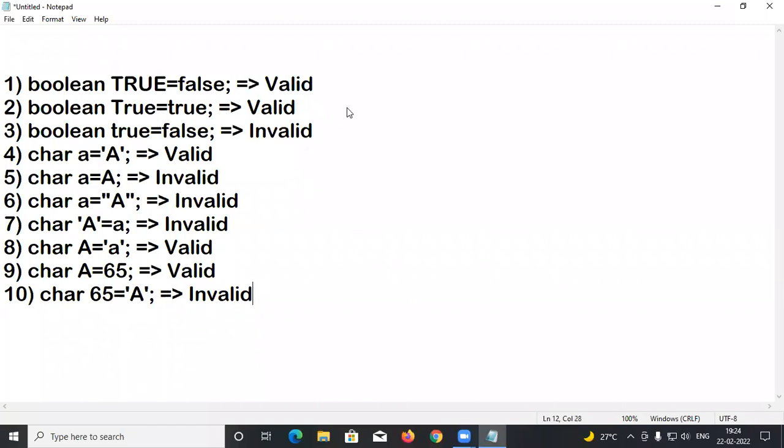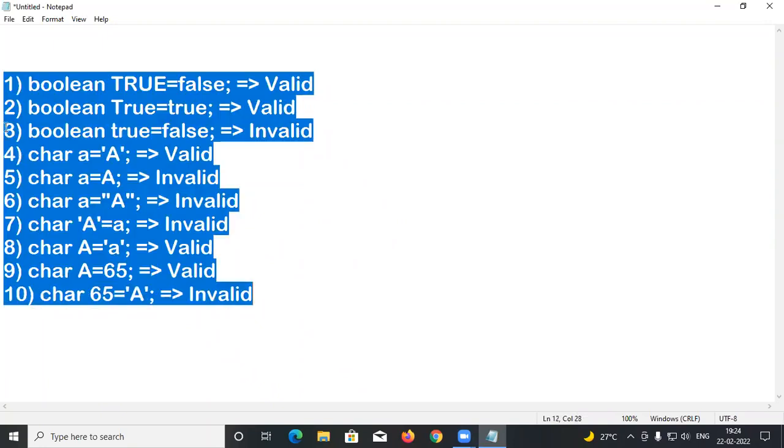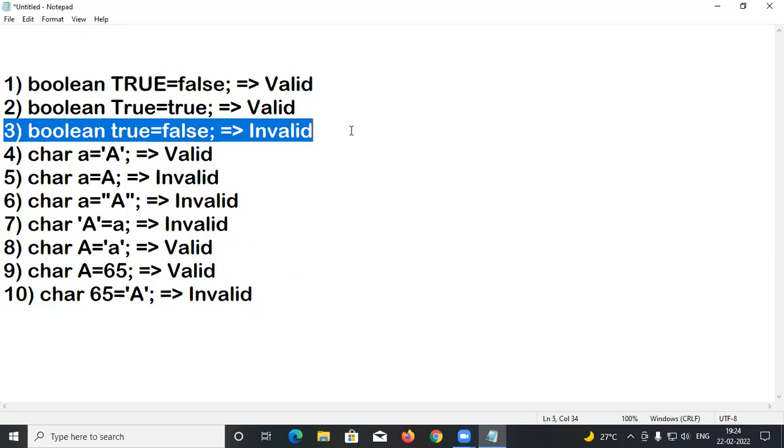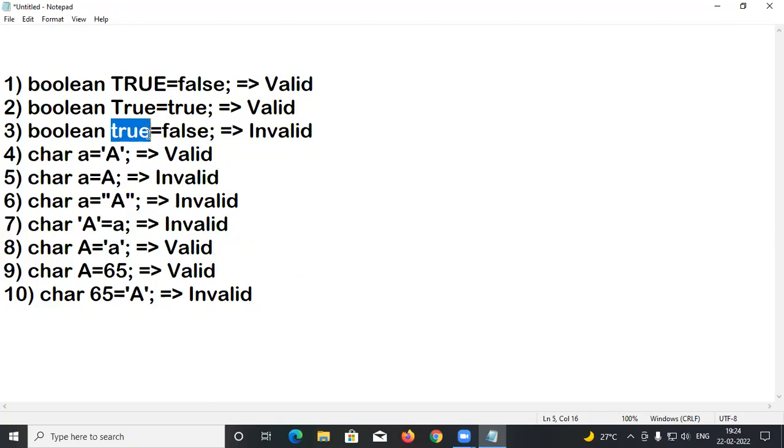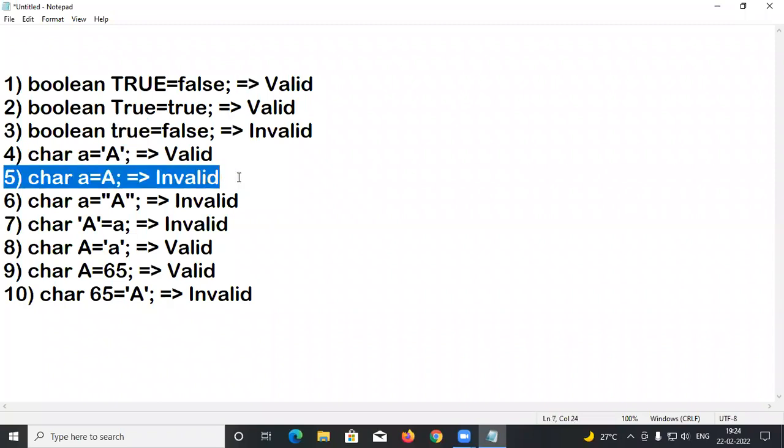Now, in these 10 only, once again I'll repeat, just give me the answer. I'll ask questions in these 10 only, whatever answers I have given. Why is the third one not valid? This true is a reserved word. We cannot use it as an identifier. That's why it is not valid. Why is the fifth one not valid? Here a character literal must be in single quotes, and it is not. That's why it is not valid.